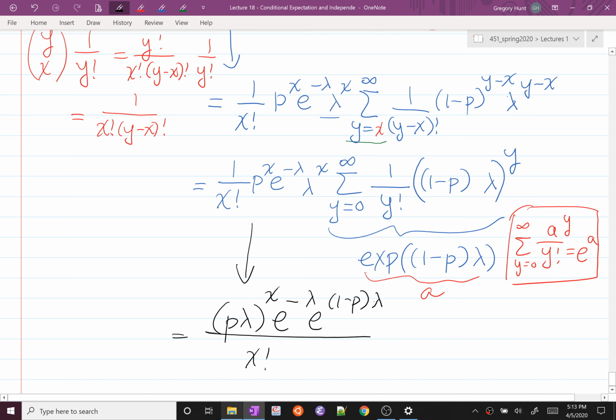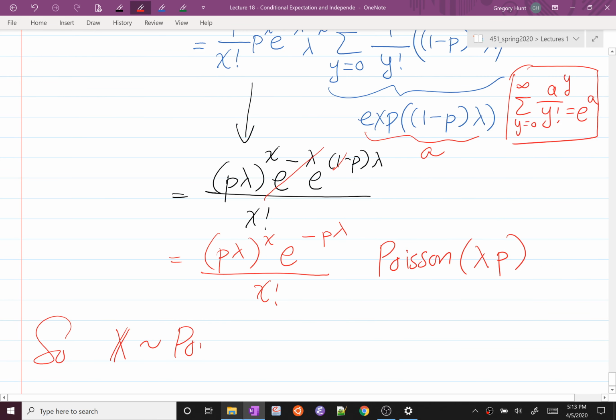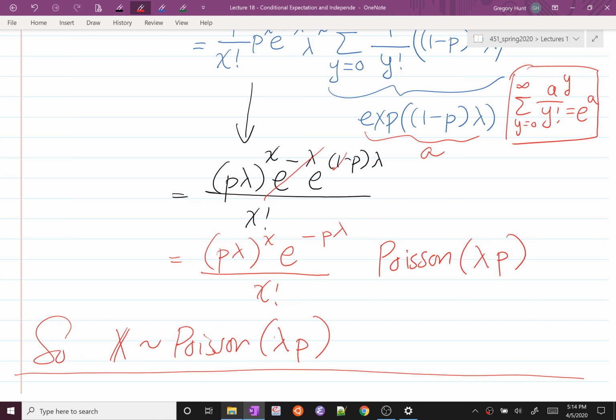This is a Poisson distribution with parameter lambda p. So what does that mean? X has a Poisson with lambda p. So the experiment was: draw Y from a Poisson, and then draw X from a binomial with number of trials from that Poisson. Turns out we just get another Poisson, where the rate is the original rate times the probability of success of the original experiment. So that's a kind of cute little result there.